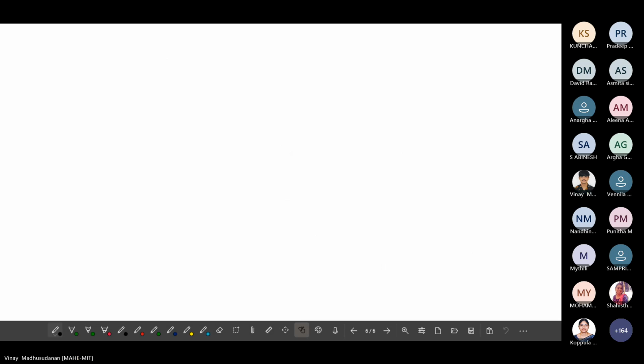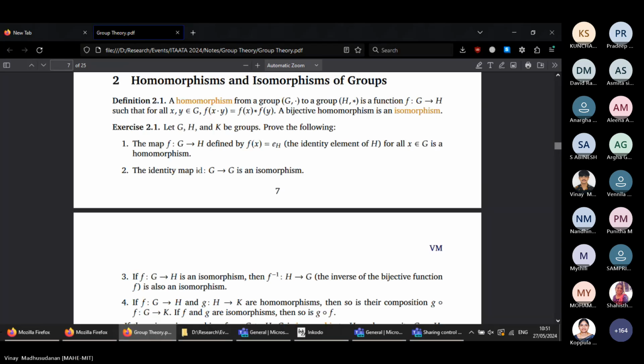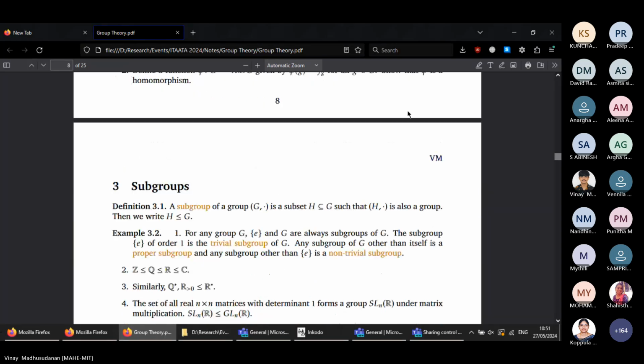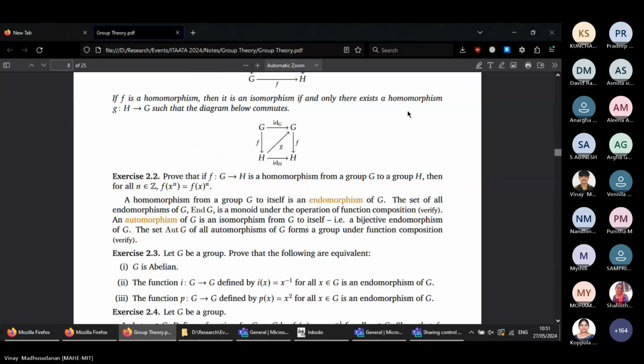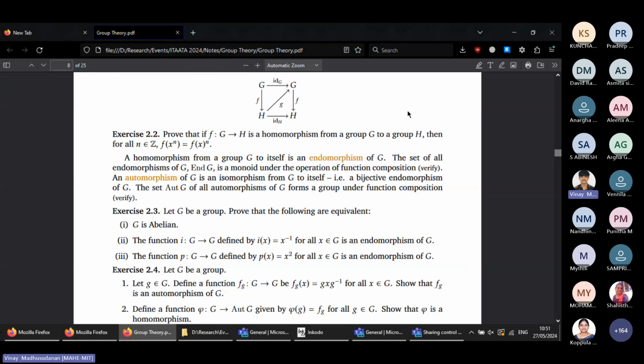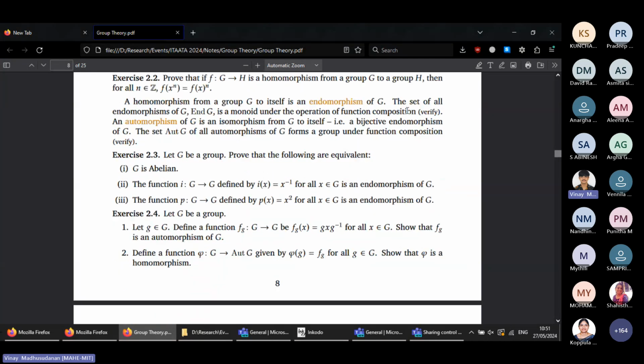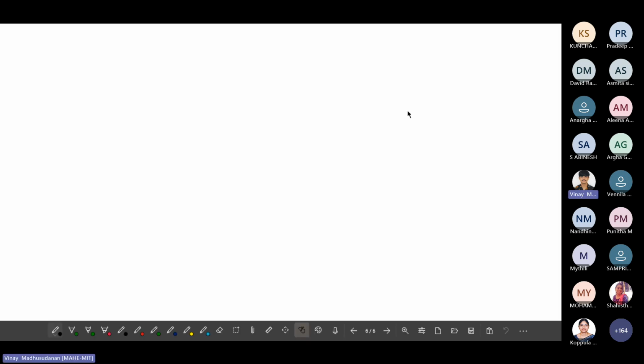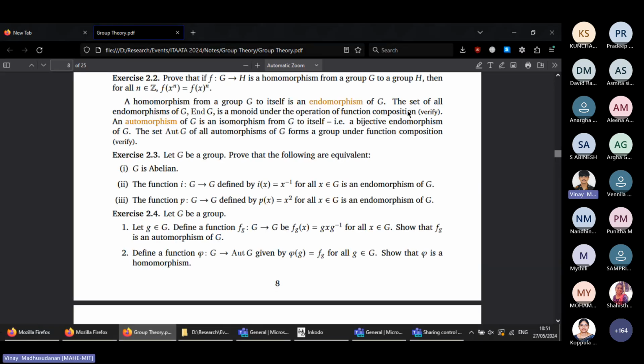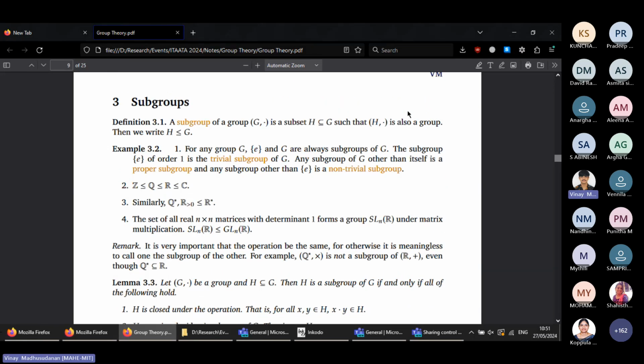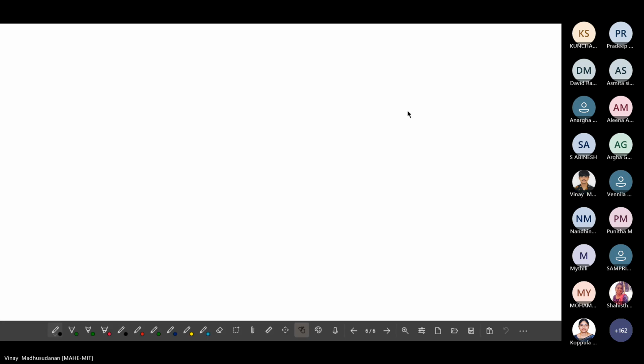Again, there are exercises which we'll take up. Basic definitions I'll mention as we require. Okay, fine. We'll go to subgroups.